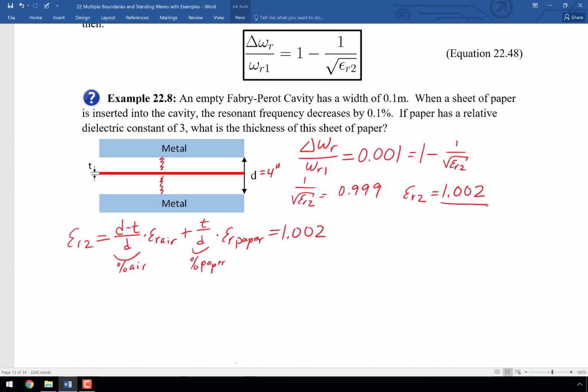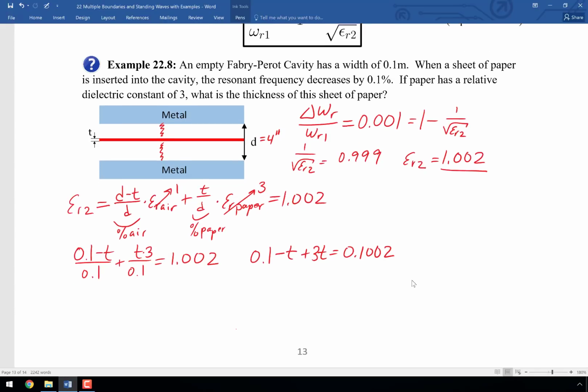And we know that that combination is 1.002 because we just found that above. Well, we know d. d is 1/10 of a meter. So (0.1 minus t) divided by 0.1, plus t divided by 0.1, equals 1.002. If we multiply both sides by 0.1, oh, hold on, I forgot an epsilon r of paper. The epsilon r of air is equal to 1, and the epsilon r of paper is equal to 3. So it's t times 3. So 0.1 minus t plus 3t is equal to 0.1002.